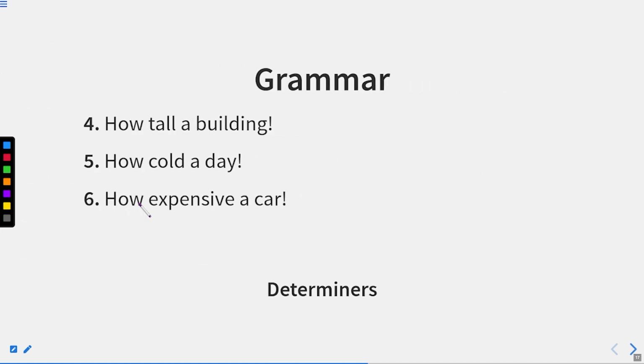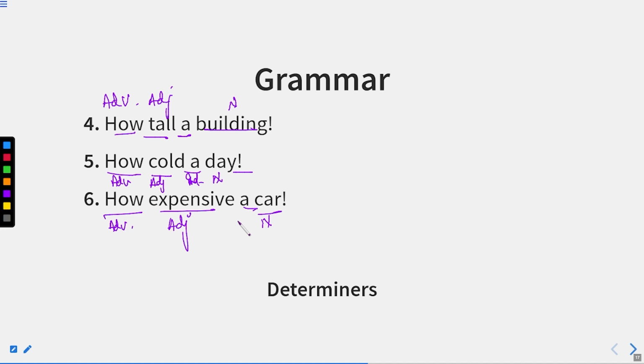Now let us move to the next one. How tall a building it is. So building is a noun, a is the indefinite article, tall is an adjective, and how is an adverb. How cold a day. Day is a noun, a is the indefinite article, cold is an adjective, and how is an adverb. How expensive a car. Again, this is an adverb. Expensive is an adjective. Car is a noun, before which we have used a. So how expensive a car it is. So this is the structure in which we use indefinite articles necessarily.